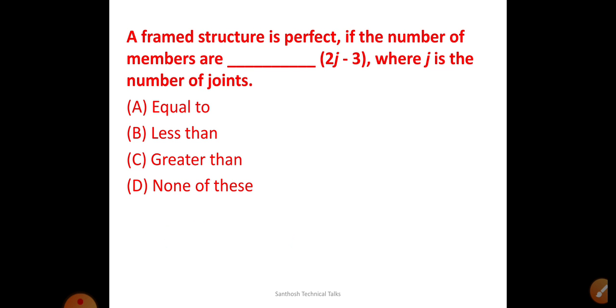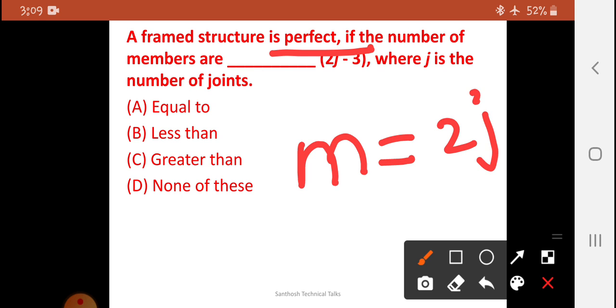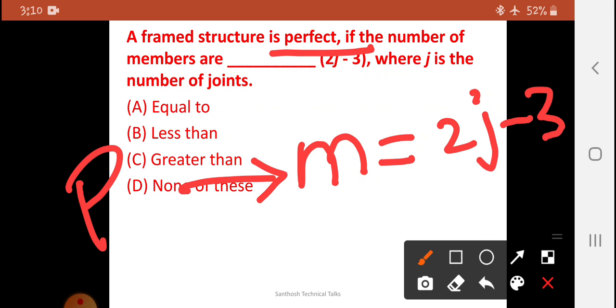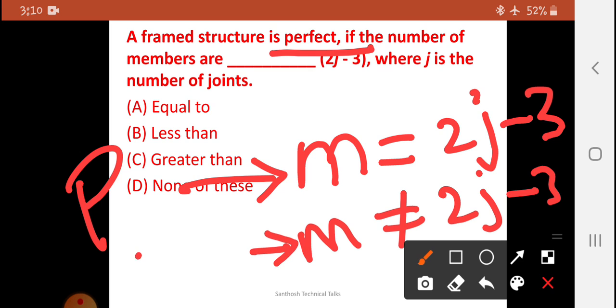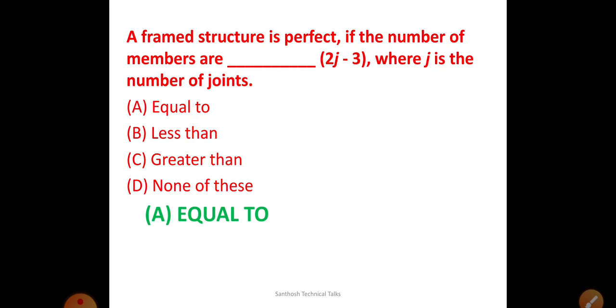And the next question is a very fantastic question. The frame structure is perfect. The number of members m is equal to 2j minus 3. So this is called a perfect frame. If m is not equal to 2j minus 3, then it is called an imperfect frame. If it is a perfect frame, the number of members should be equal to 2j minus 3, where j is the number of joints. So option A is the correct answer.